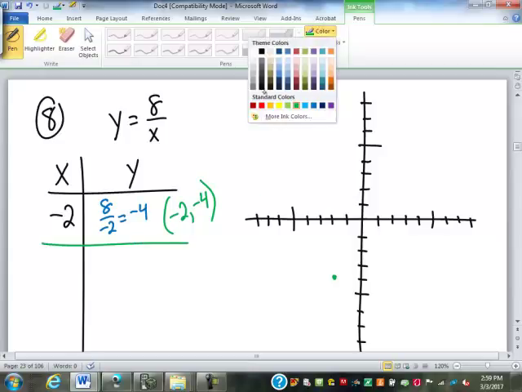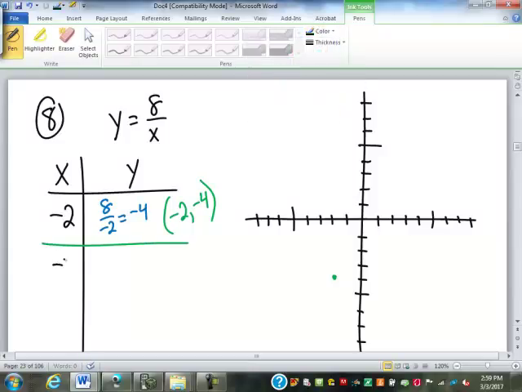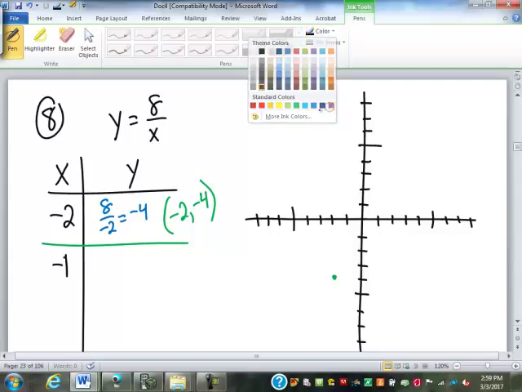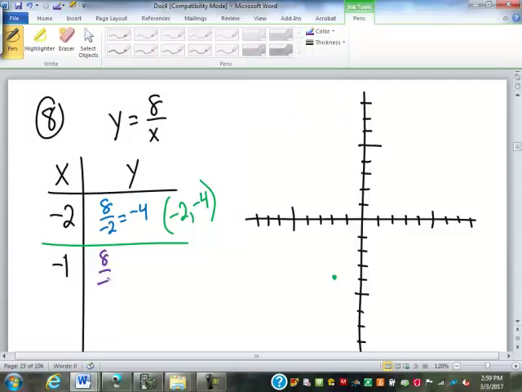So then when x is negative 1, y is going to be 8 divided by negative 1, which is what? Negative 8. Good. So when x is negative 1, y is negative 8. It's right there. So now here's the one you brought up.